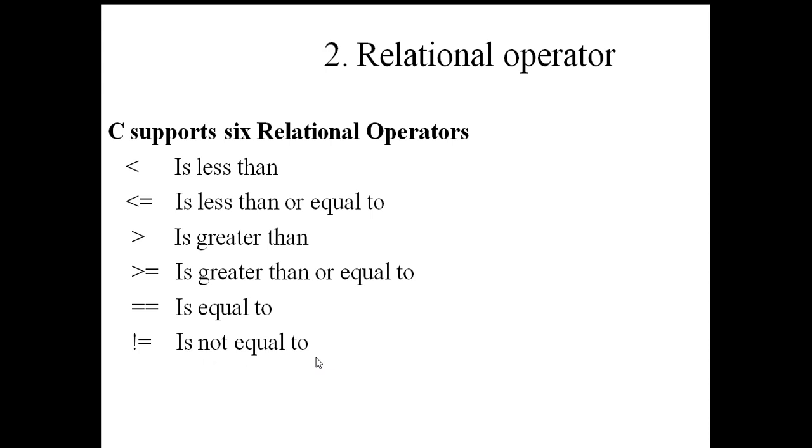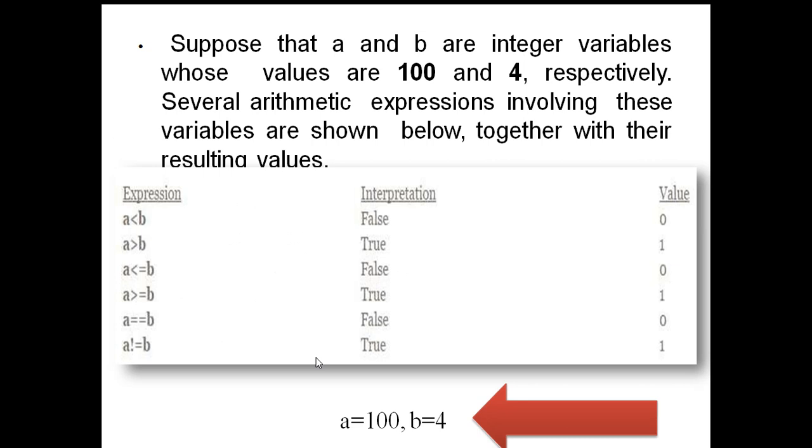So let's look at these examples. With the below examples, we can understand the meanings of these relational operator symbols. Suppose that A and B are integer variables whose values are 100 and 4 respectively. Several expressions involving these variables are shown below together with their resulting values.